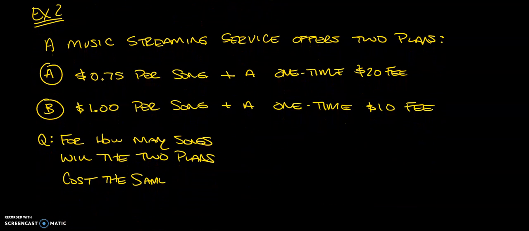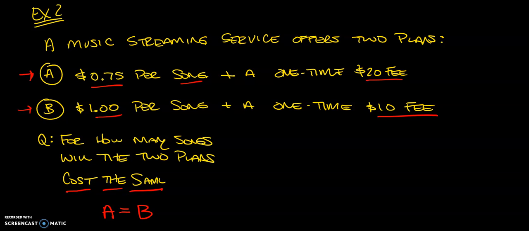Let's look at one more example. Here we've got a music streaming service, and they offer 2 plans. Plan A is 75 cents per song and a one-time $20 fee. Plan B is $1 per song and a $10 one-time fee. So here's the question: how many songs will it take before the 2 plans cost the same? When they say cost the same, they are saying that plan A is equal to plan B. They want to know when that happens. So let's let x equal the number of songs, and let's try to set this up.